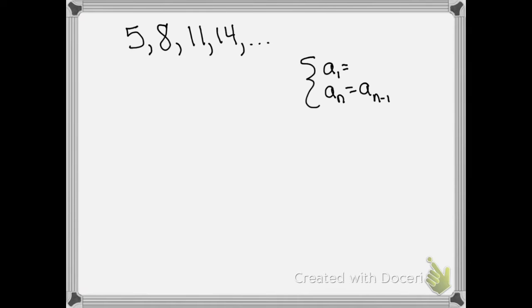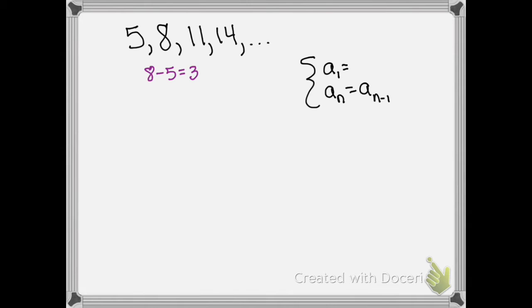So here we have a sequence, and we're going to write a recursive formula for it. So if we look at the sequence, we're going to decide what type of a sequence we have. So I'm going to take the 8, and I'm going to subtract the 5, and we get 3. You always take a number and subtract the one that came before it.